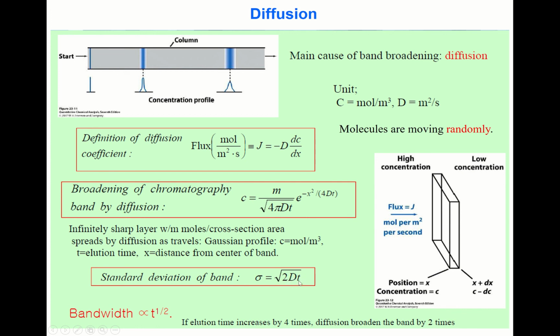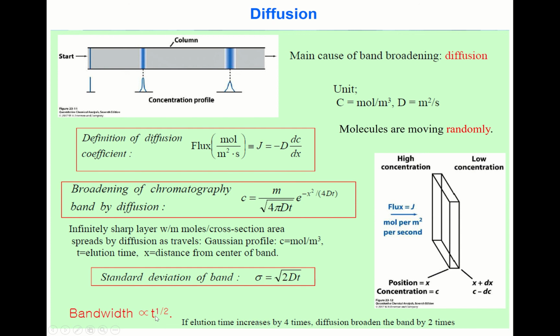If diffusion coefficient is very large, that means what? The species are moving very fast, yeah? And then sigma becomes larger, which means that the chromatogram becomes fatter and fatter. Okay, and also if time increases, the band broadening is much higher. Okay, so bandwidth is proportional to what?